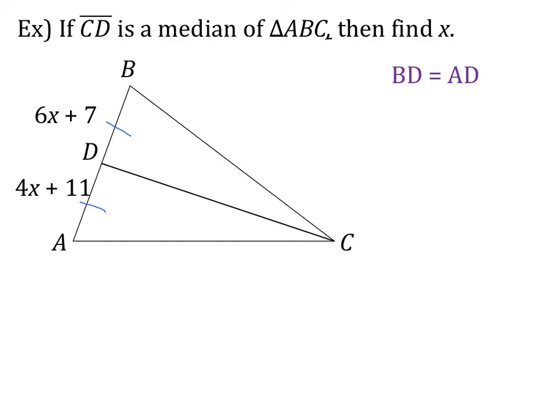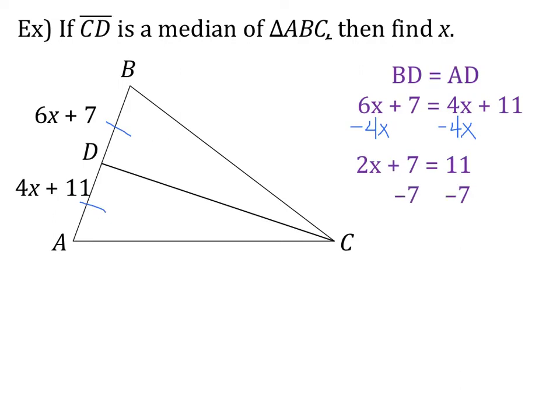Now, if I set my two pieces equal to each other, that gives me 6x plus 7 equals 4x plus 11. Then I'm going to subtract 4x from both sides, and that gives me 2x plus 7 equals 11. Then I subtract 7 from both sides, and I have 2x equals 4. When I divide both sides by 2, I find that x has to be equal to 2.